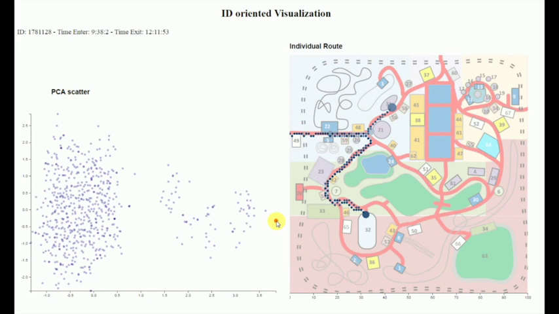By tracking the change of the color and the size of the circles on the map, we can easily observe the general pattern of a visitor. We found abnormality tends to appear at the edge of each cluster. For example, the rightmost dot shows that the visitor with the ID 1781128 only stayed in the park for 3 hours, but stayed at the crime scene for 24 minutes. Therefore, the design enables the user to clearly track individual movement and quickly detect abnormal behaviors.